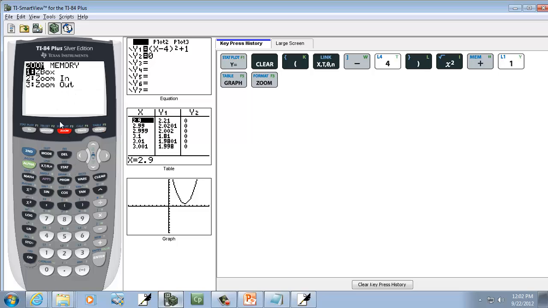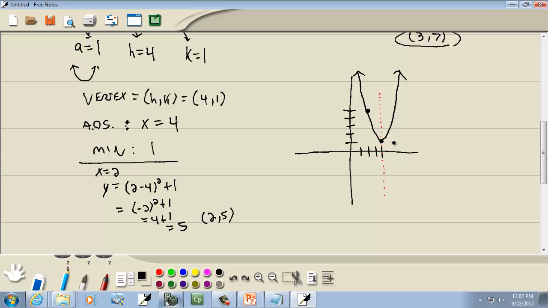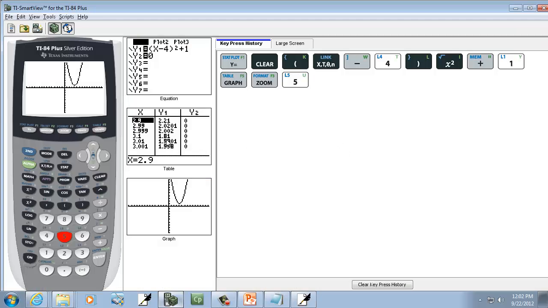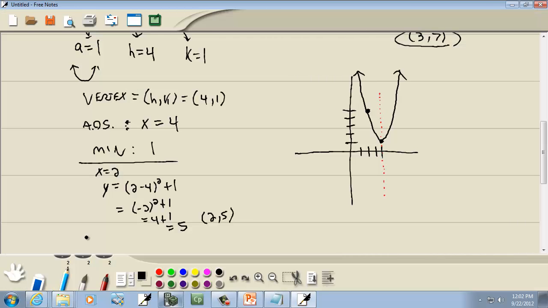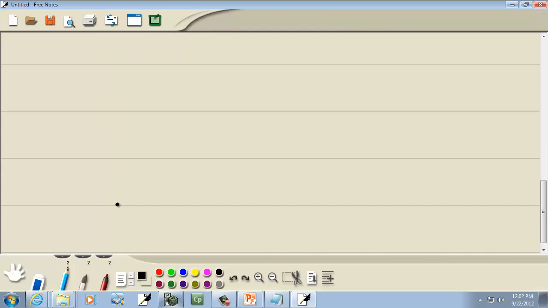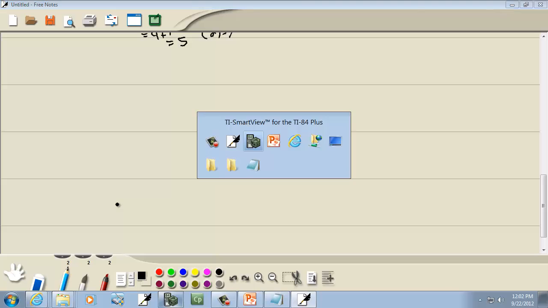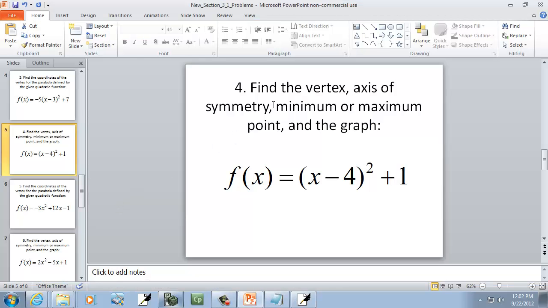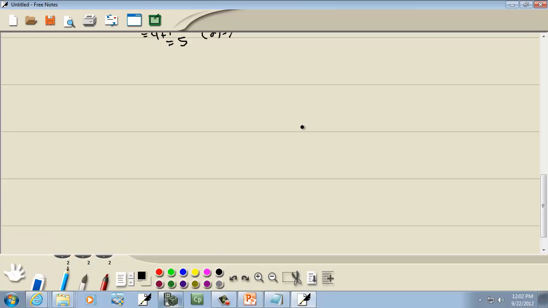If I were to do a zoom and choose ZSquare, our fifth one, we would get a better picture of what it should look like, which is closer to what I actually did. But we always go with zoom ZStandard, because again, we don't care about precision on this. We're looking for just a sketch. So anyway, that's our graph. Let's see, is there anything else here? Vertex, axis of symmetry, min-max, and then the graph. Okay. Well, let's talk about if it's not in standard form. If you've got it in your general form.